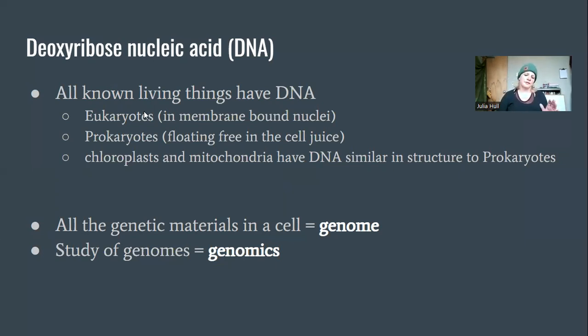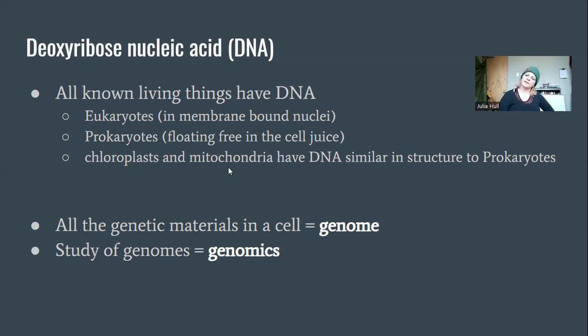All right, but in eukaryotes like me and plants and fungi and other types of animals, our DNA is stored in a membrane-bound nucleus in our cells. In prokaryotes, there's just this one kind of circular chromosome that's just like chilling out in the cytoplasm, which I like to call cell juice.